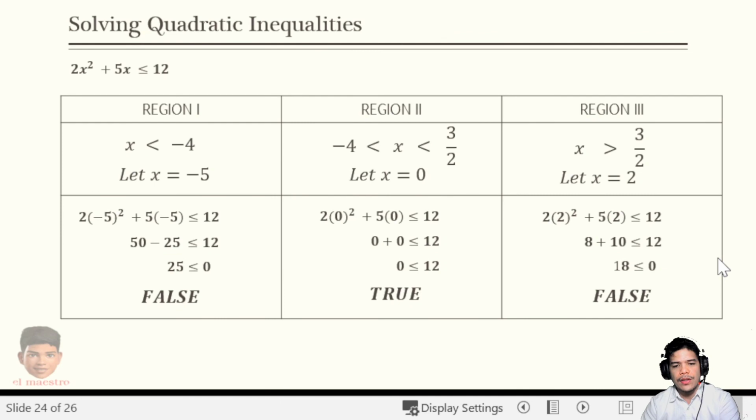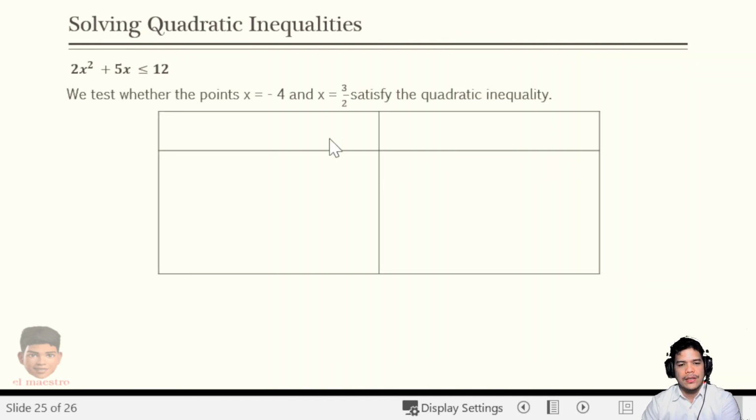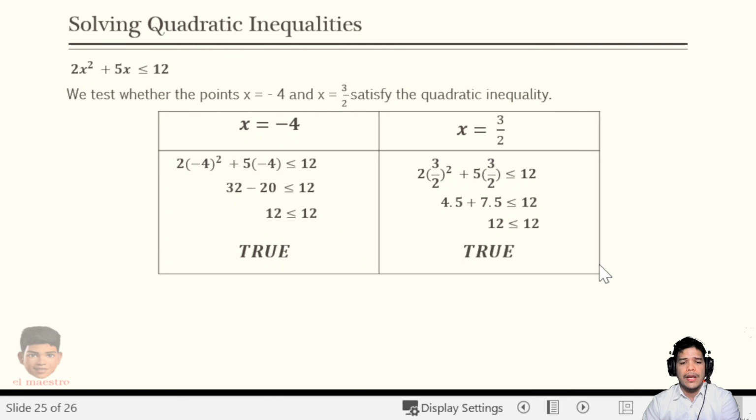So, i-test natin yung dalawang na-solve natin na x, kung talagang part of solution sila. So, negative 4 and 3 over 2. So, substitute. Okay, didiretso na natin class. You can double check this one using your calculator. So, 12 is less than or equal to 12, which is true. Pwede naman silang equal. Here, using your calculator, you will have 4.5 plus 7.5, that is 12, is less than or equal to 12. So that means these two are part of the solution. That is why closed circle siya.